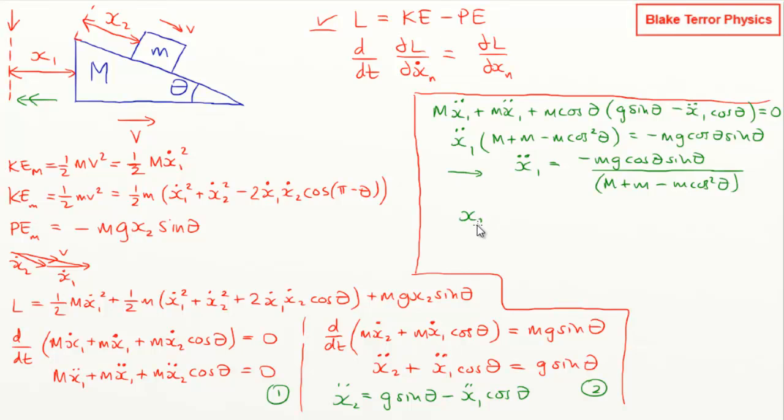So x2 double dot is going to be equal to g sine theta, and then add in all of that on. So we've got plus all of this x1 double dot, like the negative bit, because I'm just putting it all back into 2 down here, taking this result that we've just found. So we put all of that in. So what's that going to be like when we combine it? We're going to want to try and put everything over this common denominator. We're going to get a lot of things cancelling, hopefully, here.